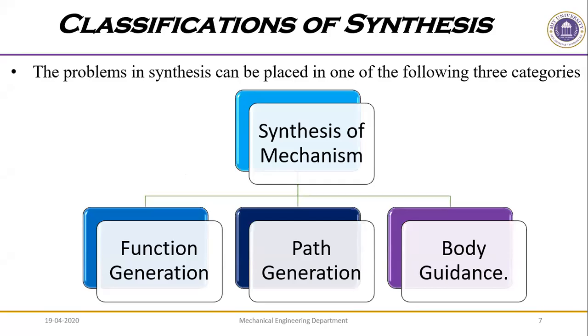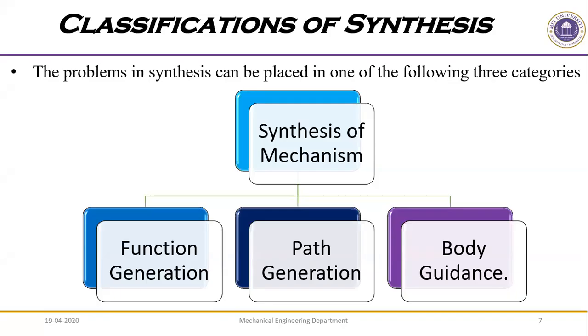Now, these syntheses are classified as function generation, path generation, and body guidance. These three differences are there. Path generation, body guidance, and function generation are all in our syllabus. If you have studied unit number 3, you may have studied path generation. In some cases, body guidance is there. In some cases, function generation is there.